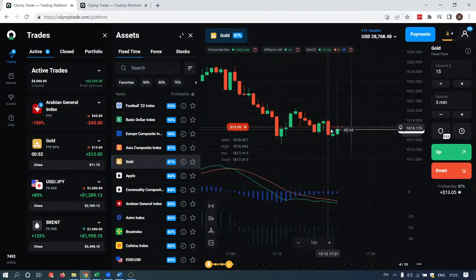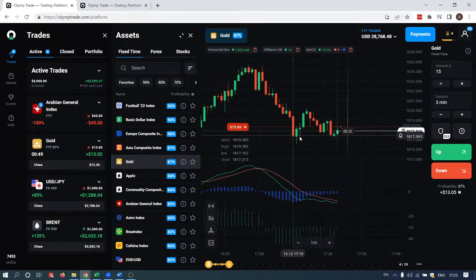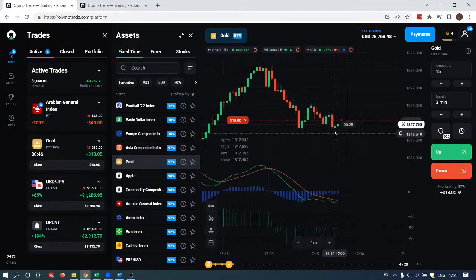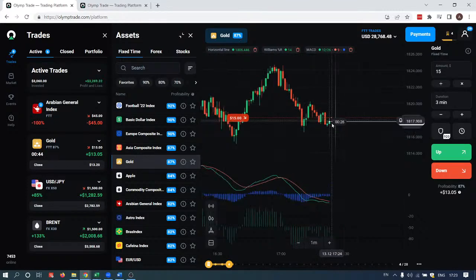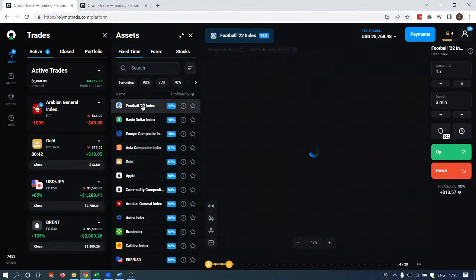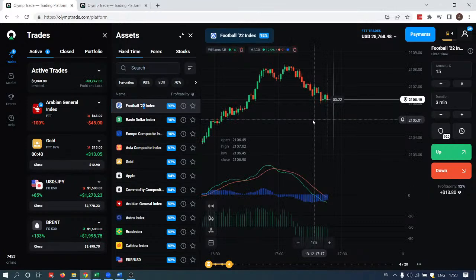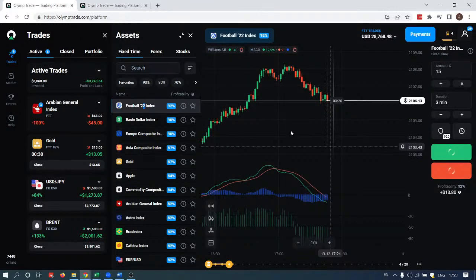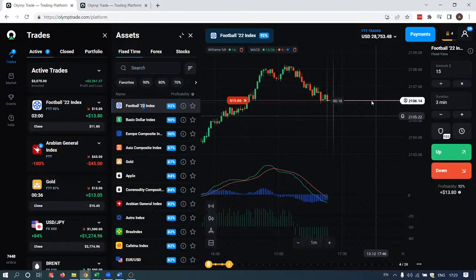Okay, so gold might now be reversing a little bit, because I see this reluctancy in terms of future drops. So yes, we are trading here. Okay, let's do another trade on football index, a downwards trade.